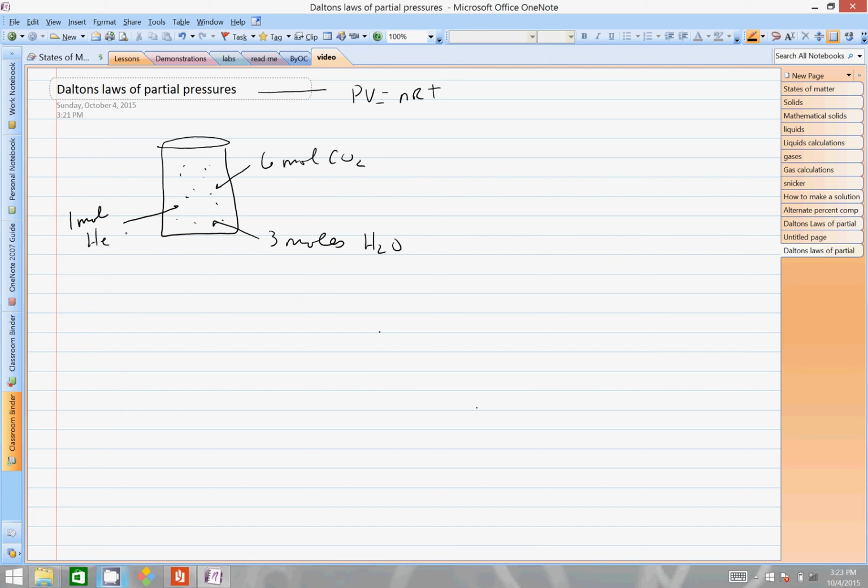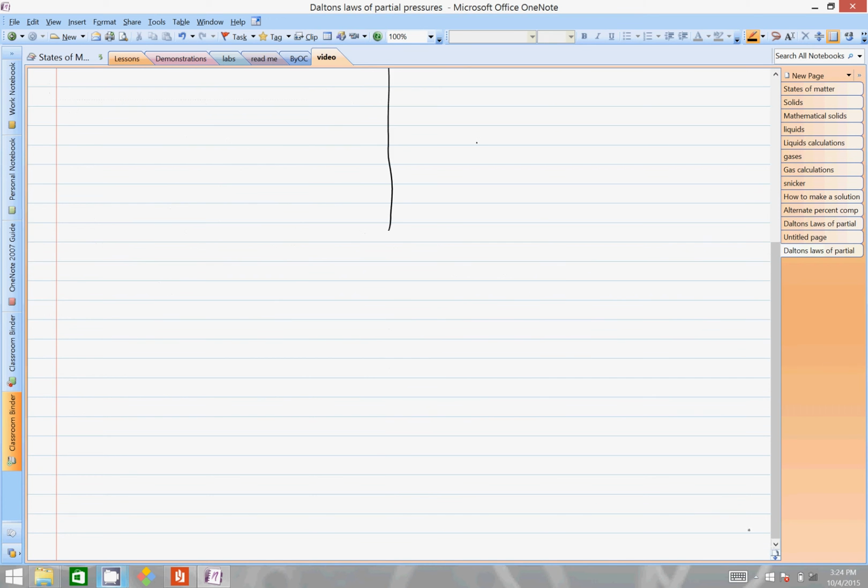So in this case, there are 2 ways you can solve this problem. One is using PV equals nRT. The other one would be using what's called a proportion. And we'll show both methods here. And then you can decide how you might want to solve it.